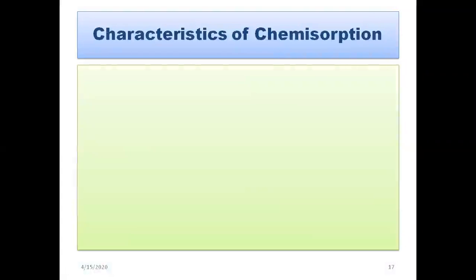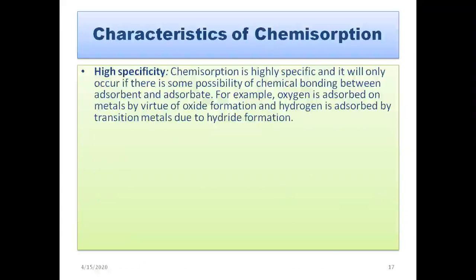Now let's discuss chemisorption. Till now we have seen physisorption. Now let us see what the characteristics of chemisorption are. If you remember, physisorption is non-specific. Why? Because the forces of attraction are only weak van der Waals forces. But in the case of chemisorption, the specificity is very high because a chemical bond must be formed. When the chemical bond is formed between adsorbent and adsorbate, it becomes highly specific.